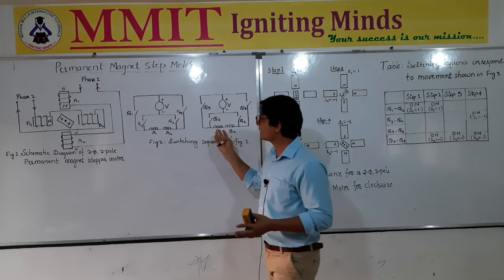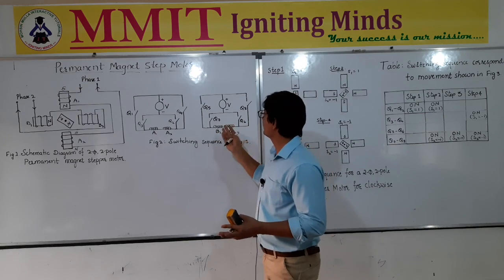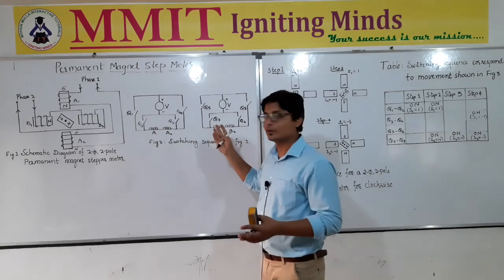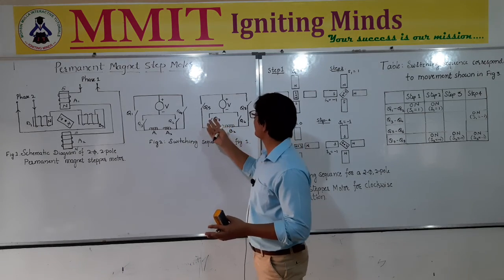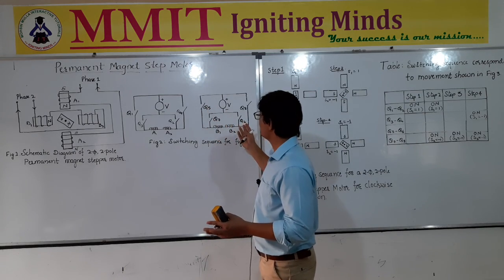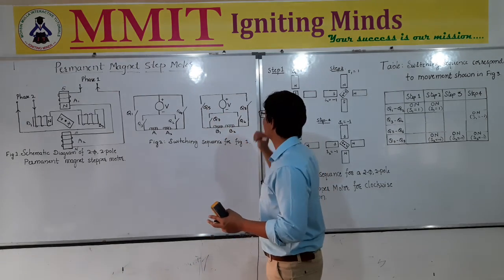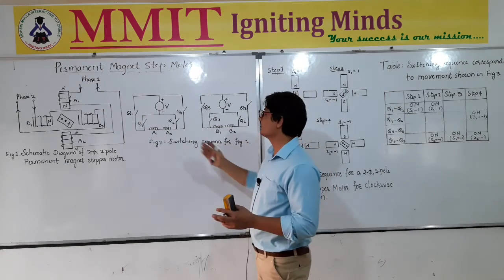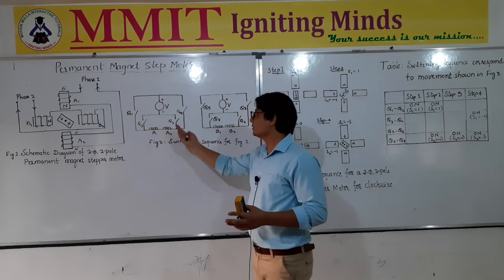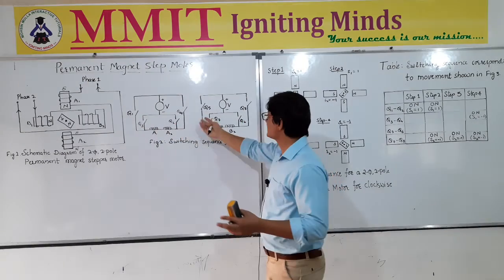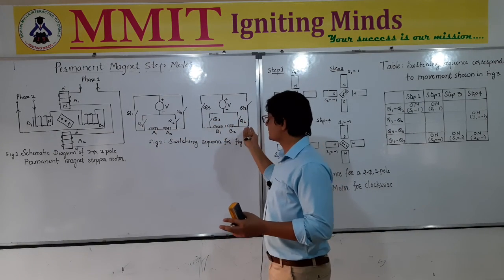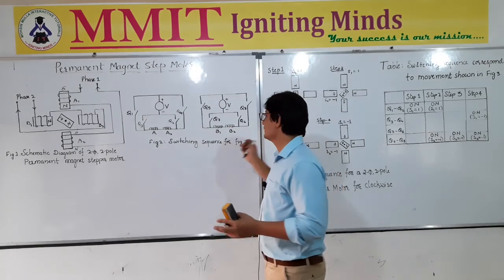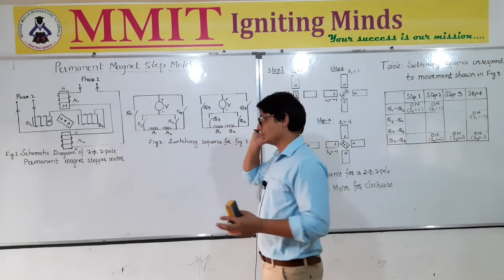Similarly, for the second winding, that is B winding, depending upon the direction in which we want the current to flow, we have Q5, Q6 operation and Q7, Q8 operation. So depending upon the direction we can decide. We can keep Q1 and Q2 closed all the time, and by changing the switching positions of the second winding, we can obtain the change in the direction of the rotation.